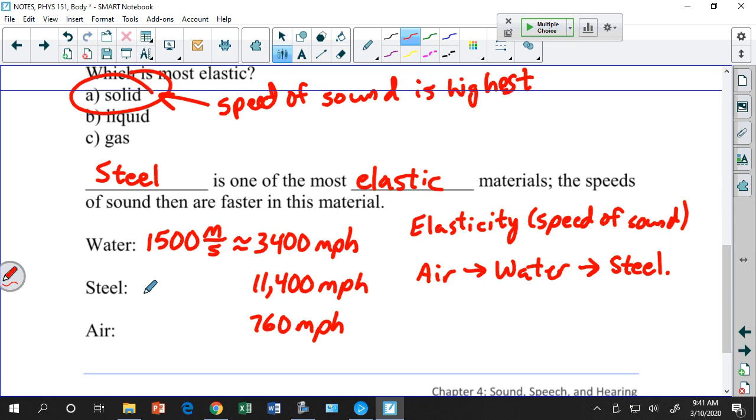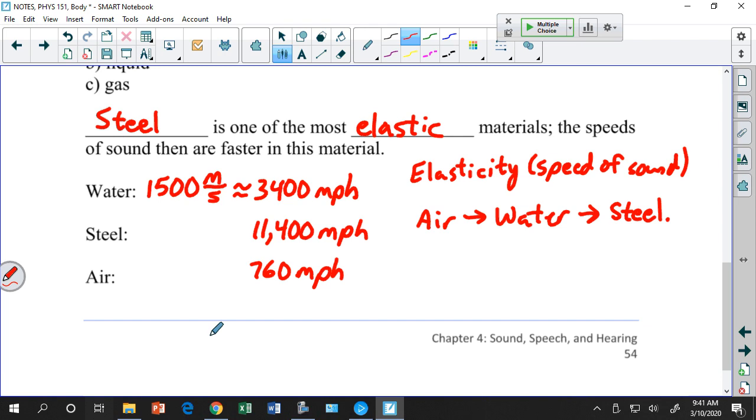All right. Can I go down from here? Good.